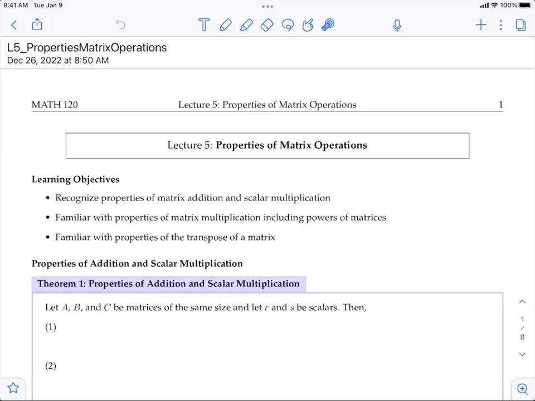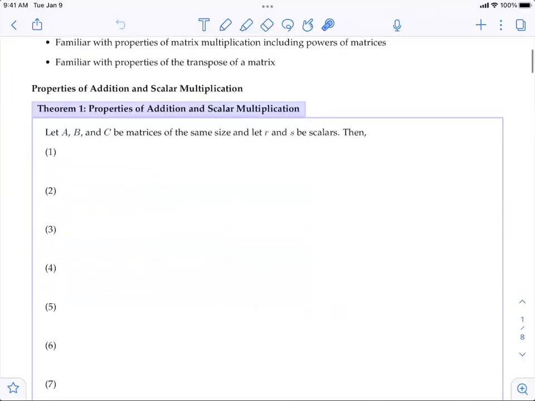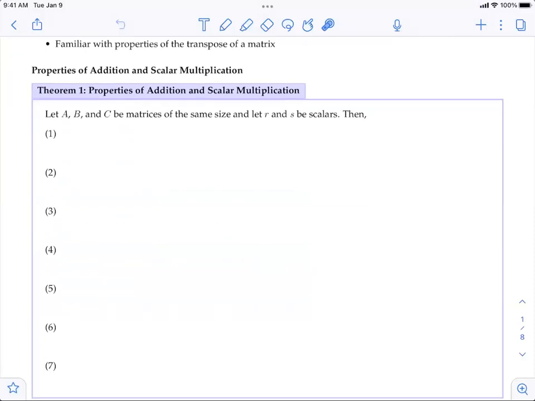All right, so the first part of the lecture is to focus on the properties of addition and scalar multiplications. There are multiple properties that you may want to know. So the setup is that you have three matrices A, B, and C with the same size, and two scalars or constants R and S. So these are real constants.